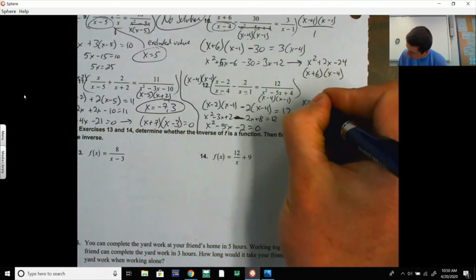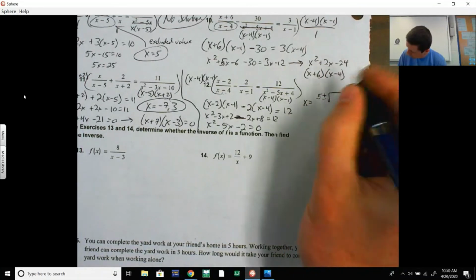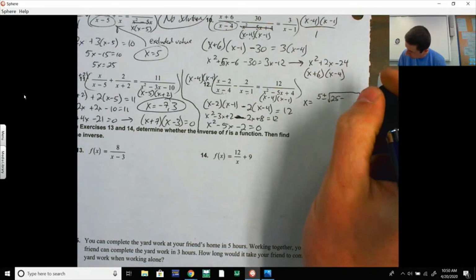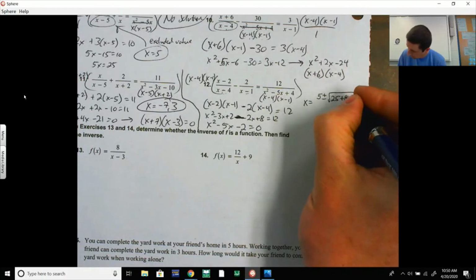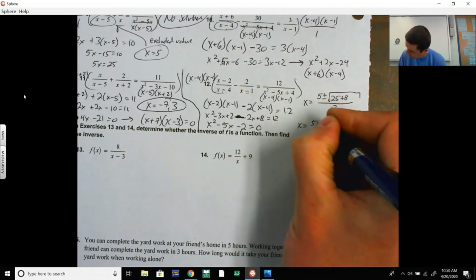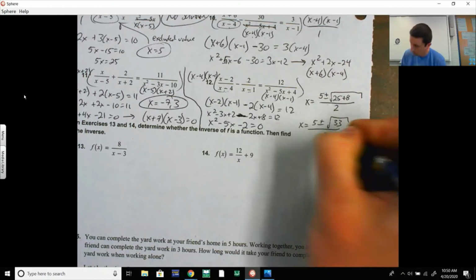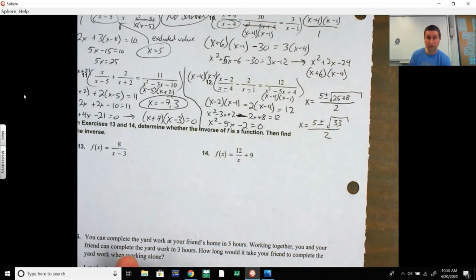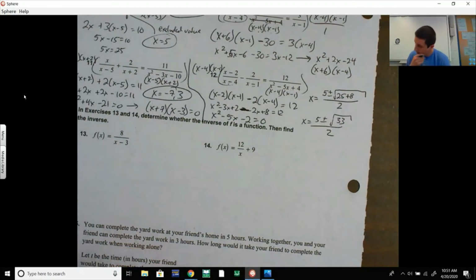So x equals the opposite of b plus or minus the square root of b squared minus 4ac. So minus 4 times 1 times negative 2. So that'd be plus 8, all over 2a, all over 2. So x equals 5 plus or minus the square root of 33 all over 2. So those would be your two answers. 5 plus square root of 33 all over 2, and 5 minus square root of 33 all over 2.